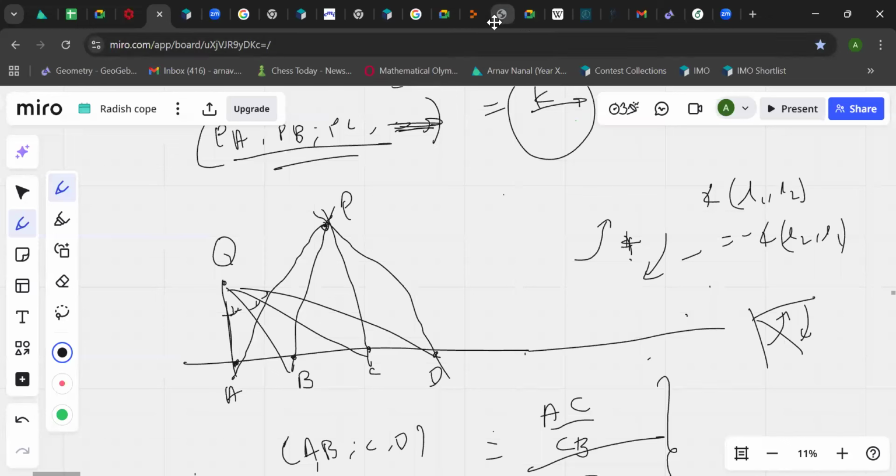Should I repeat this? We are taking the angles mod 180 degrees. But the thing is, I'm not talking about this angle. When you talk about this angle, it's basically this angle, and when you take it mod 180, you get this angle. If you get what I mean. Is it fine?